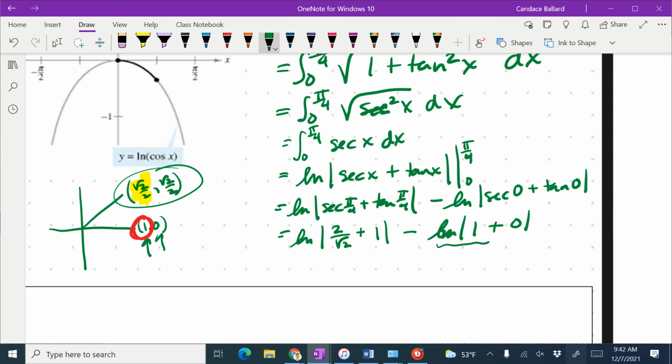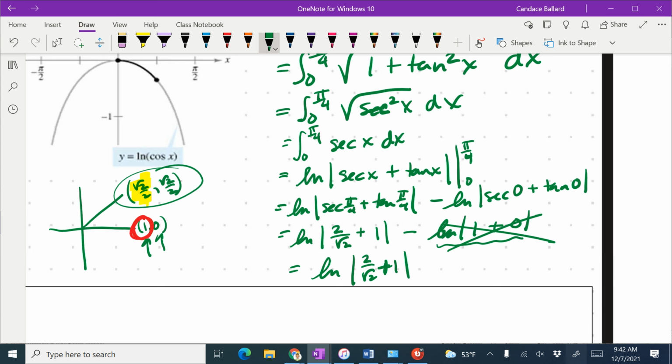So this back piece, isn't it just going to be the natural log of 1? What's the natural log of 1? It's 0, so that goes away. So it's just this front piece, the natural log absolute value of 2 square root of 2 plus, and I would not simplify it more than that since we're doing it by hand. So we've seen one by hand, had a lot of nice trig and algebra and logarithms in it. It's great.